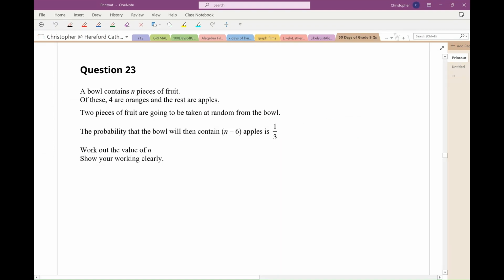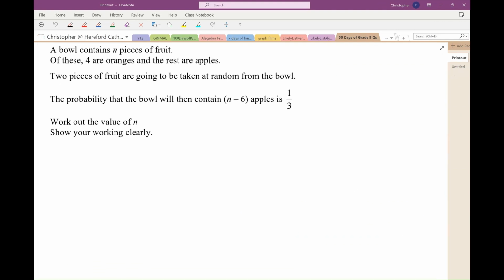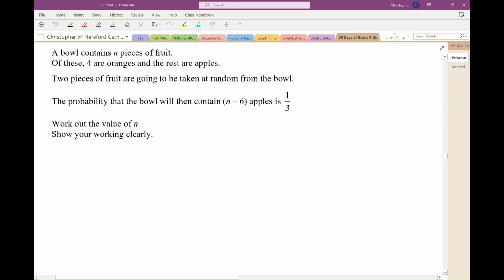Question 23. We've got a bowl containing n pieces of fruit. Of these, 4 are oranges and the rest are apples. So straight away, I'm thinking that there are 4 oranges, and if there are n pieces of fruit altogether, then there must be n minus 4 apples. And of course, there's a total of n.